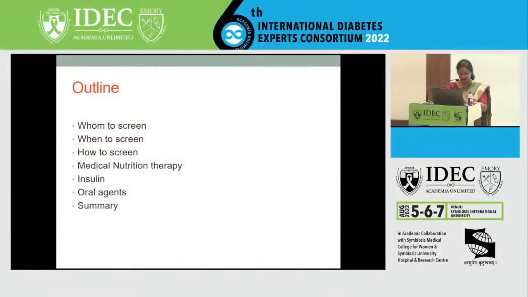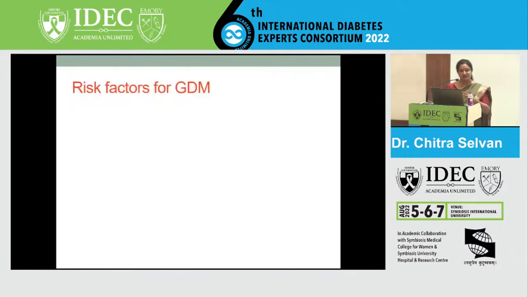Whom do we screen? Do we screen all people, all pregnant women, or pregnant women who are beyond a certain age, anybody with a risk factor, past history, PCOS? How many people for all? Okay, fine. Although universal screening of GDM is what is to be done, some professional bodies might say that look at the risk factors and then decide for yourself.